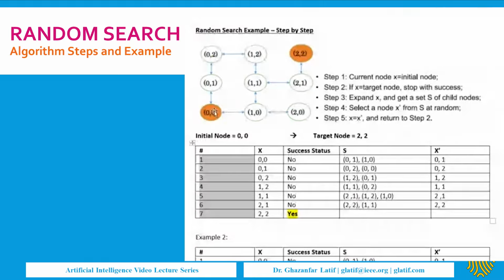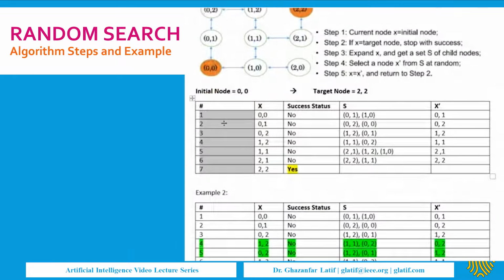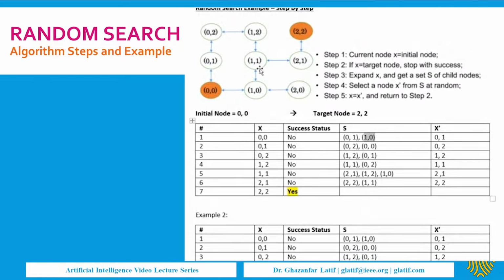Even if we see, there is another possible solution available. After the first stage, if we use this path, 0 0 to 1 0 to 1 1 to 2 1 to 2 2, we are going to reach within 4 stages. Instead of 6 or 7 stages, we can reach the destination using this path in just 4 nodes. So this is another possible solution, and there is a chance that the random search algorithm can adopt this path also, but it will be very rare, because it all depends on how the nodes will be selected from the S array randomly.